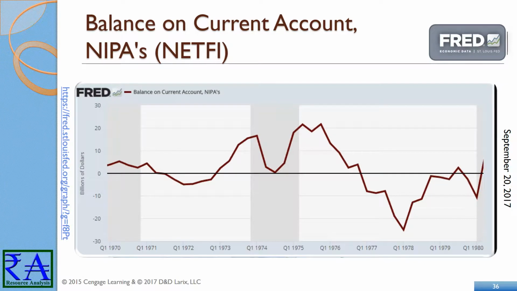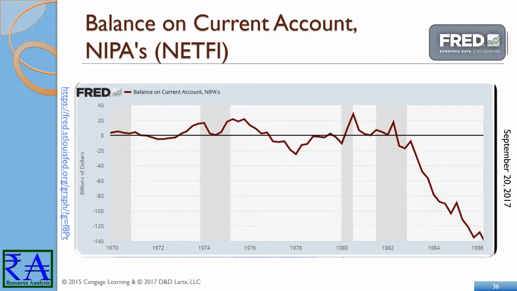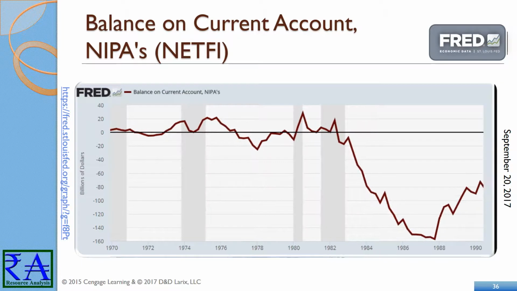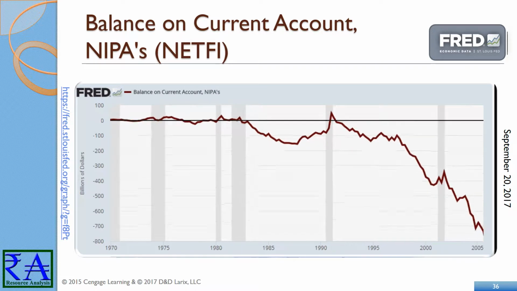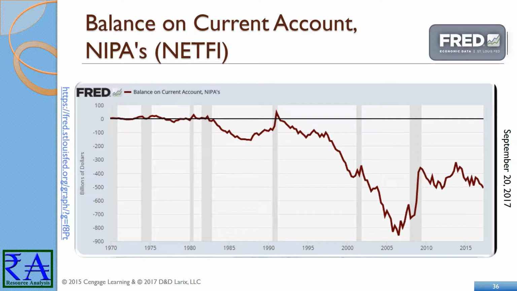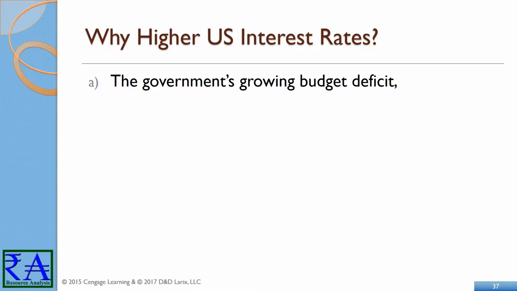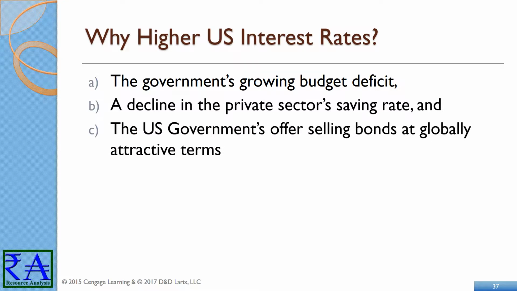A U.S. current account deficit was seen in the 1980s, caused by a massive financial inflow. It was the result of an increase in the U.S. interest rate relative to the interest rates in other countries. The U.S. became desirable investment grounds. The higher U.S. interest rate happened as a result of three factors. A. The government's growing budget deficit. B. A decline in the private sector's saving rate. And C. The U.S. government's offer selling bonds at globally attractive terms.